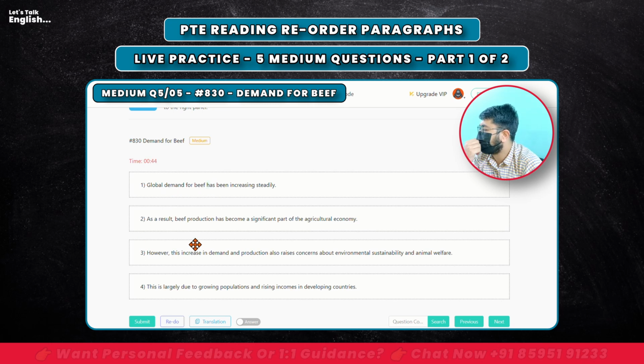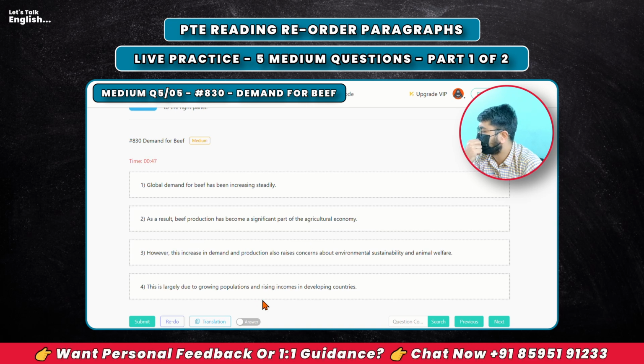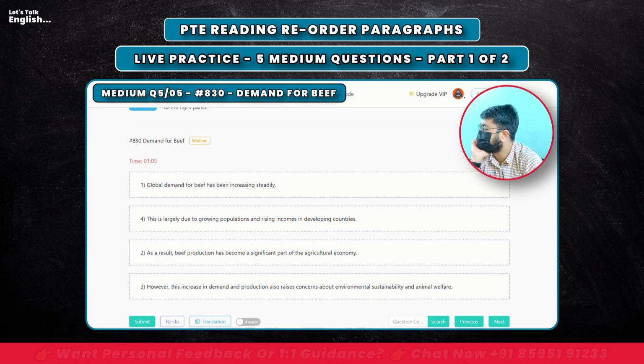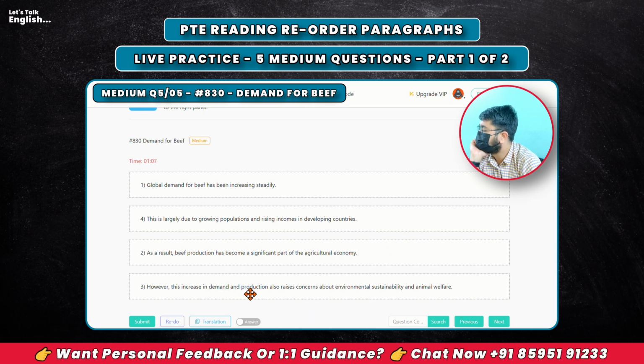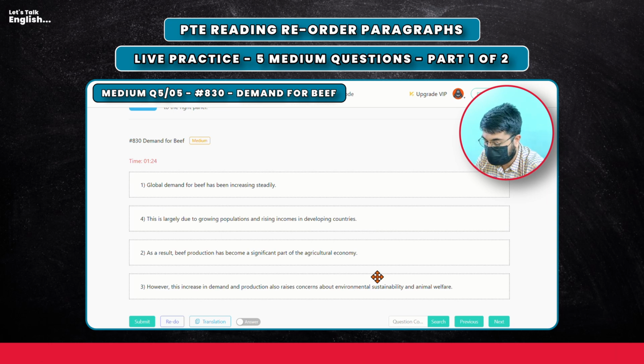As a result, beef production has become a significant part of the agricultural economy. The demand is big, but why? Because it is largely due to growing population and rising incomes in developing countries. First and fourth make a great pair. Because of the first and fourth, as a result, beef production has now become a significant part of the agricultural economy, and however, this increase in demand and production also raises concern about environmental sustainability and animal welfare. So my sequence is 1, 4, 2, and 3.